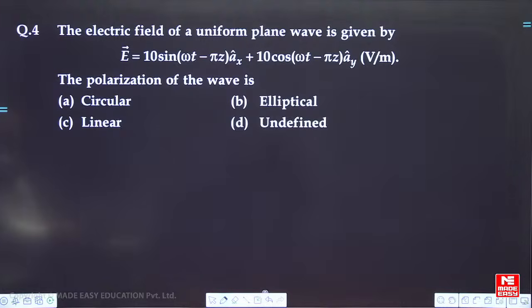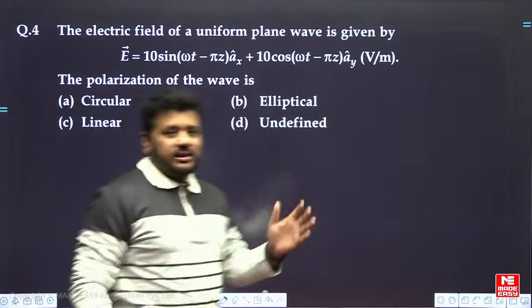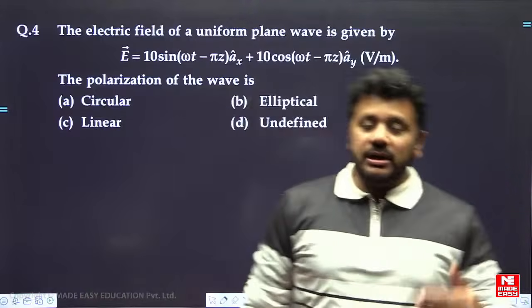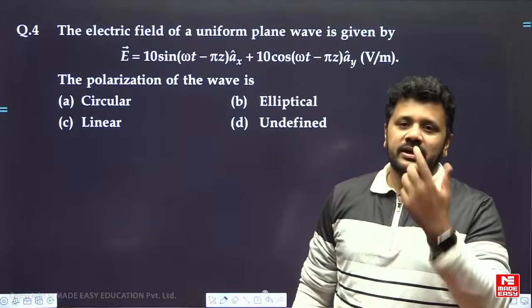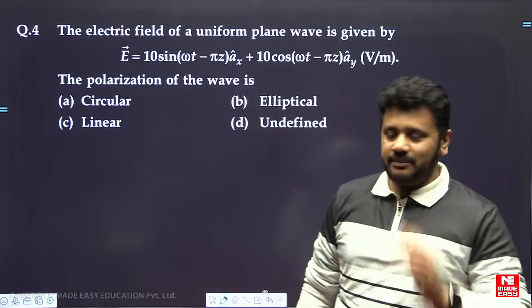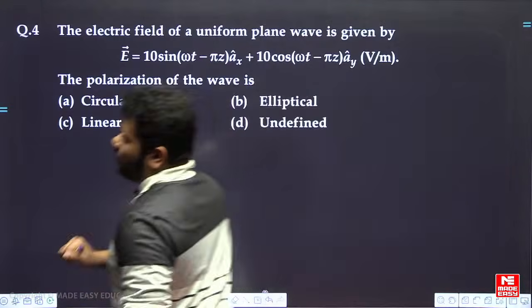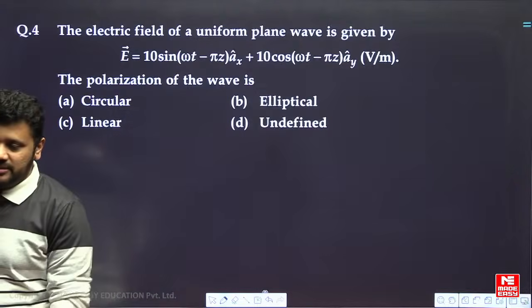And when we get the polarization, we will also try to find, even though it is not mentioned in the question, whether it is left circular or right circular, left elliptical or right elliptical. So first of all, we are going to find what the polarization nature is.